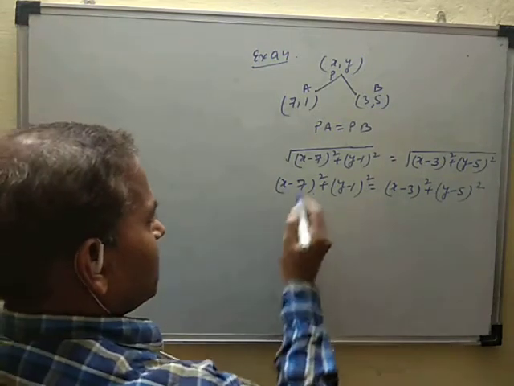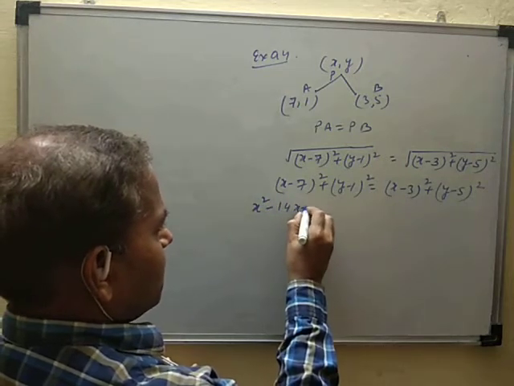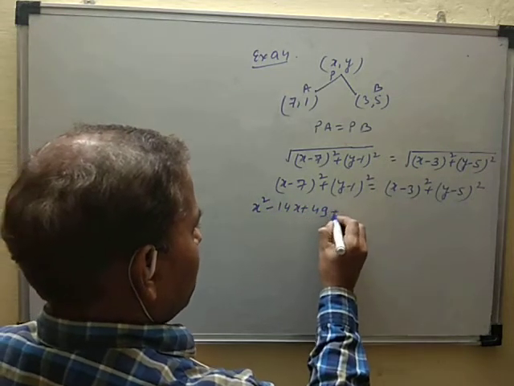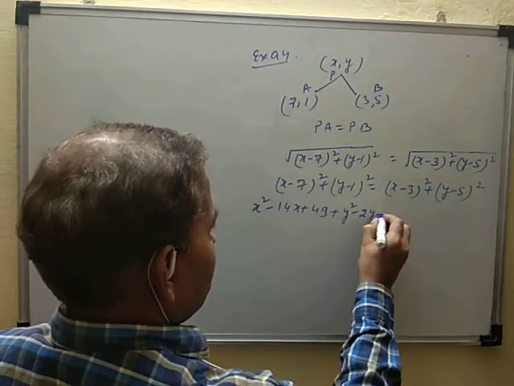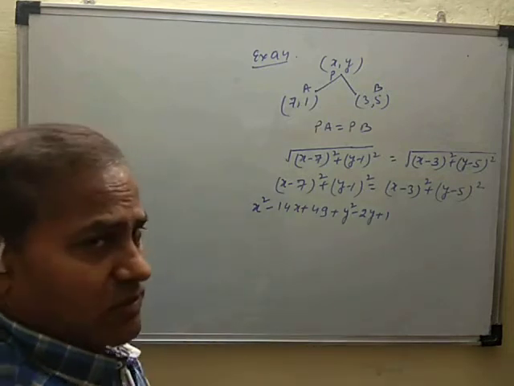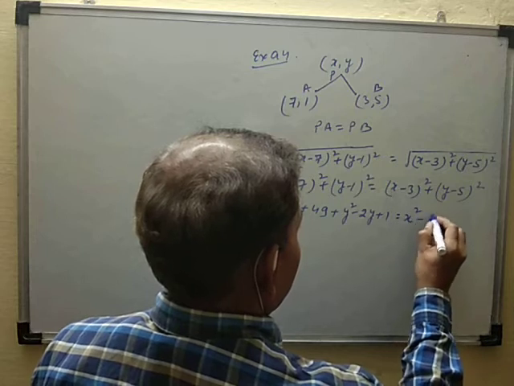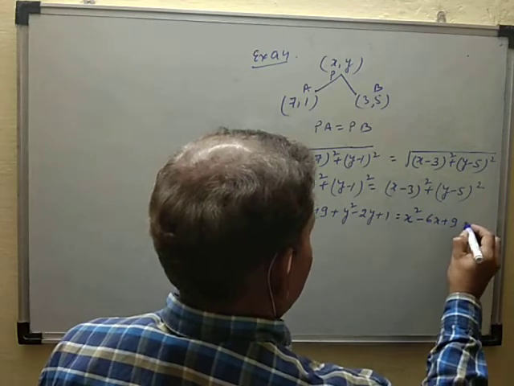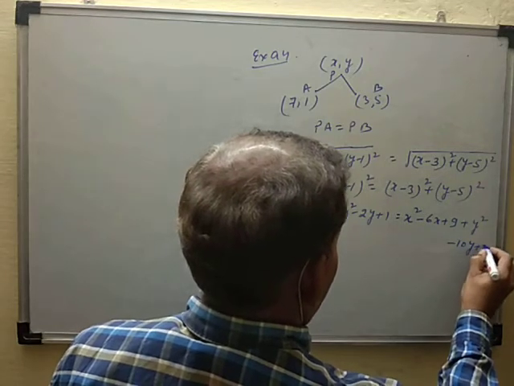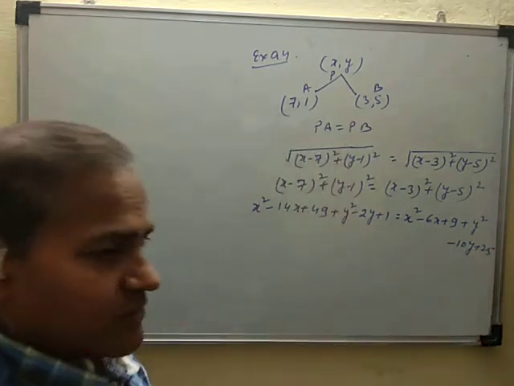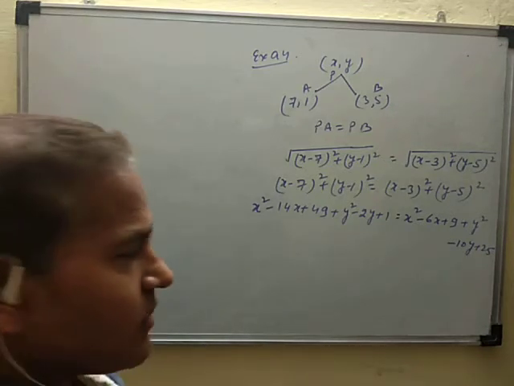Now expand (a minus b) whole square. So (x minus 7) whole square is x square minus 14x plus 49, (y minus 1) whole square is y square minus 2y plus 1, (x minus 3) whole square is x square minus 6x plus 9, and (y minus 5) whole square is y square minus 10y plus 25. So expand all the terms using the identity (a minus b) whole square.